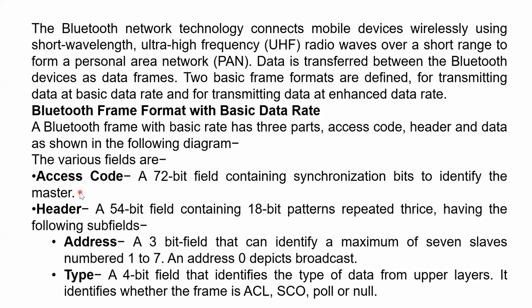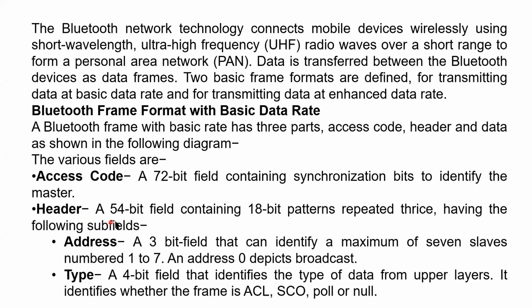So let us see again what is the function of the access code. Access code contains the synchronization bits to identify the master in Bluetooth network. Now coming to the next field, which is header. As I told you, header consists of 54 bit, and these 54 bit are divided into three 18-bit patterns. Each 18-bit pattern have these following fields.